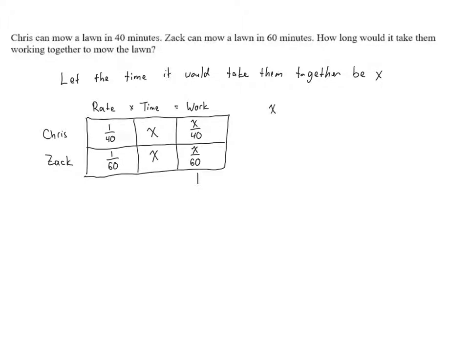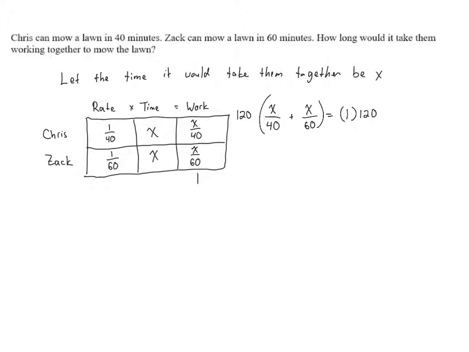So what that means is that the work Chris does, x over 40, plus the work Zach does, x over 60, has to equal a total of 1 for one lawn mowed. Now we have an equation. We can solve for x. Whenever we have an equation with fractions, we want to multiply by the least common denominator. In this case, that's 120. So we're going to multiply both sides by 120.